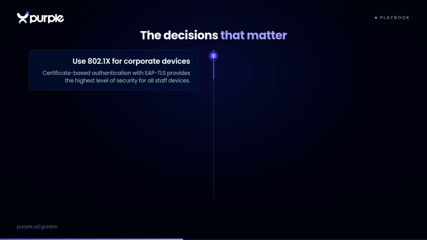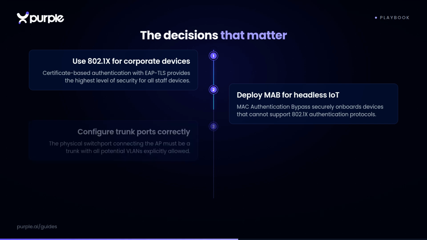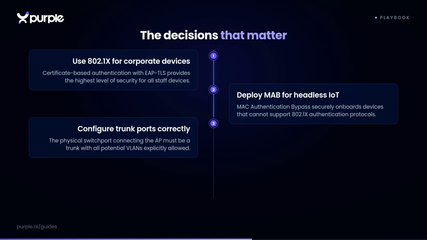Second, implement MAC Authentication Bypass to securely onboard headless IoT devices that cannot support 802.1x. Third, configure the physical switch port connecting the AP as a trunk with all potential VLANs explicitly allowed.